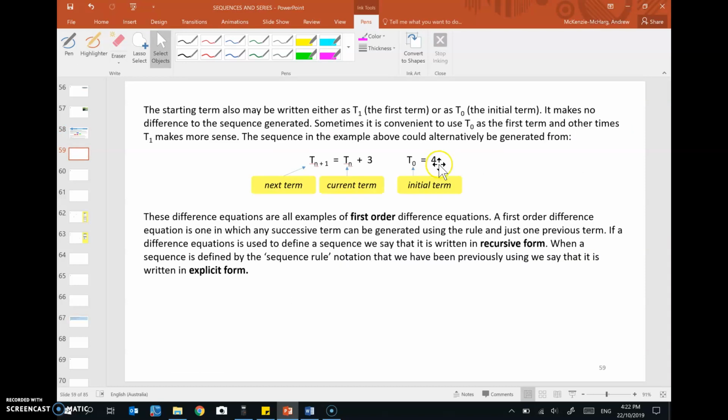Just a note that you can also give the first term, rather than T1, you can call it T0 as well. And that's going to be useful for examples where we might want to line up the number of terms with, say, the number of years of an investment or something like that. You'll see why that's convenient later on and get a feel for that.